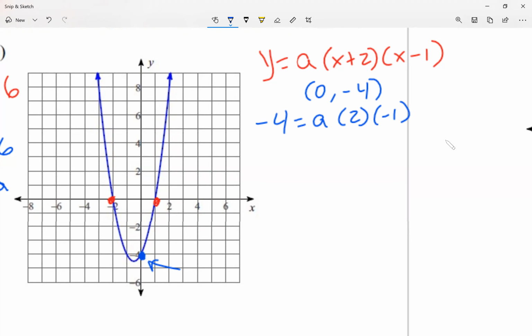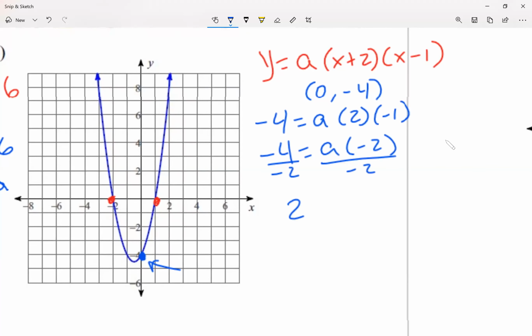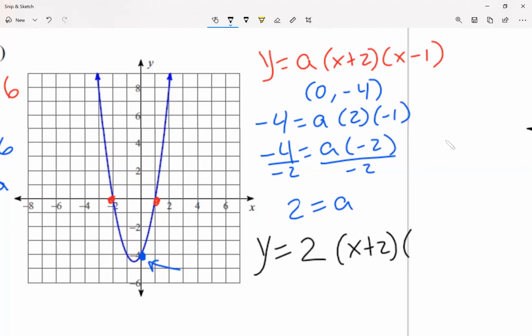Multiply the parentheses at the end. So I have -4 is equal to a times -2. I multiply the parentheses. Let me divide by -2. So I'm going to get that a is equal to +2. So my answer will be y equals, the aperture is 2, right? If my aperture was 1, you don't have to write it. Because it's not a 1, you do have to write it. So 2, (x plus 2)(x minus 1).